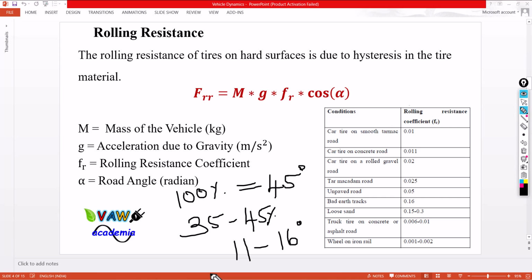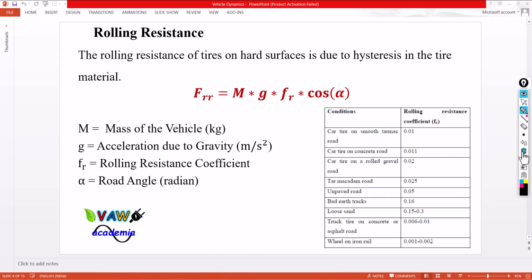You may have come across so many videos. For an example, if you take a Land Rover Discovery or Mitsubishi Pajero, these vehicles can easily climb a 45 degree slope because they designed the vehicle with a gradability of 100%. Okay, so technically this road angle is normally described in the form of gradability. This is a very important concept in vehicle dynamics.